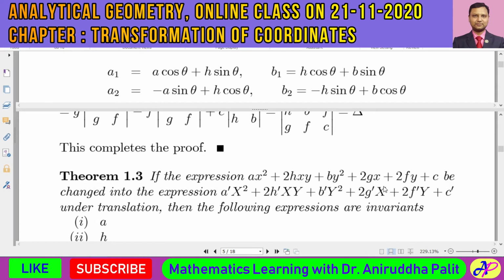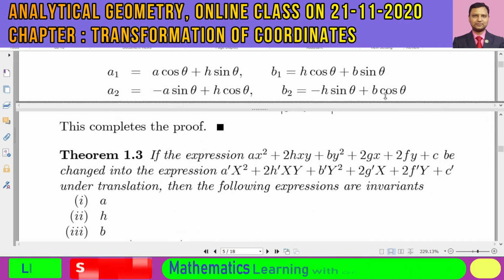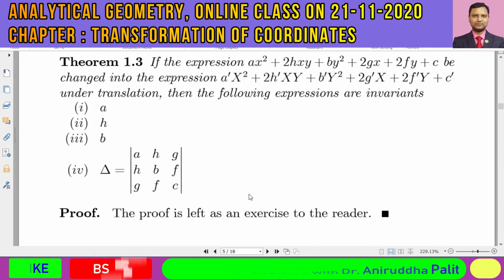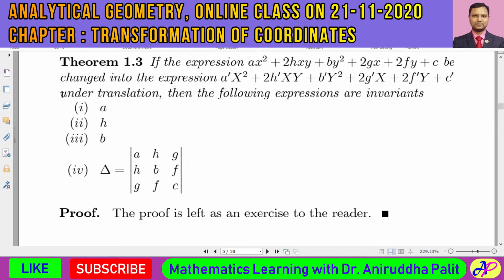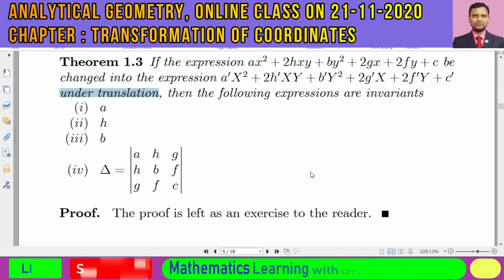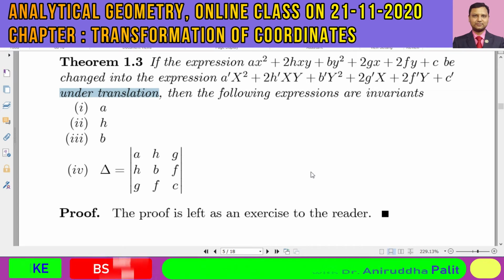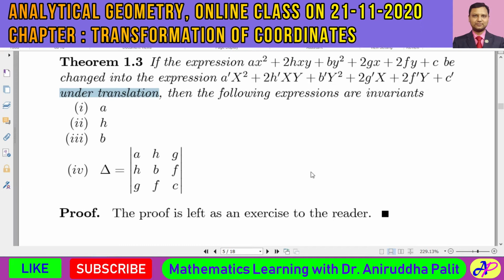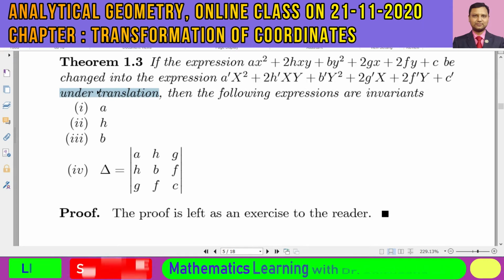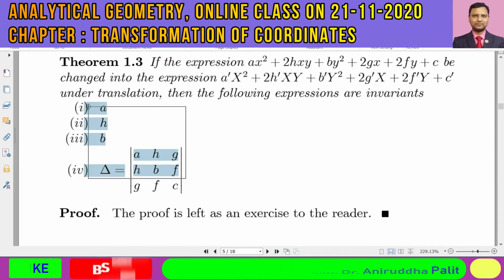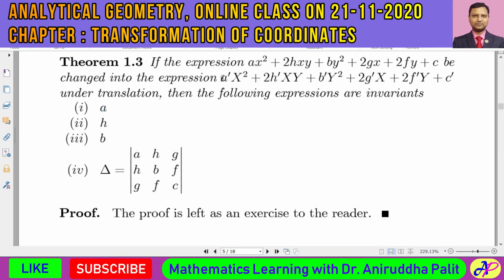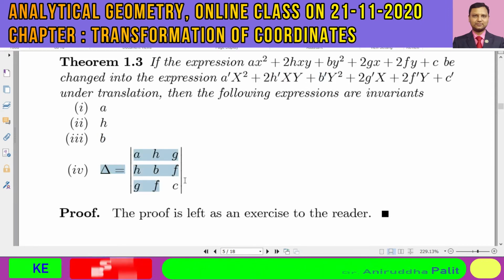Now, I am keeping a similar result for your homework. This theorem I am leaving for you. In this case, we are just considering the translation only, not the rotation. That means the transformation formula that you did in class 11 and 12 probably: x prime is equal to x minus alpha, y prime is equal to y minus beta. Under this kind of transformation, you will have to prove that all these four quantities are invariant. That means A is equal to A prime, H is equal to H prime, B is equal to B prime, and delta is equal to delta prime.